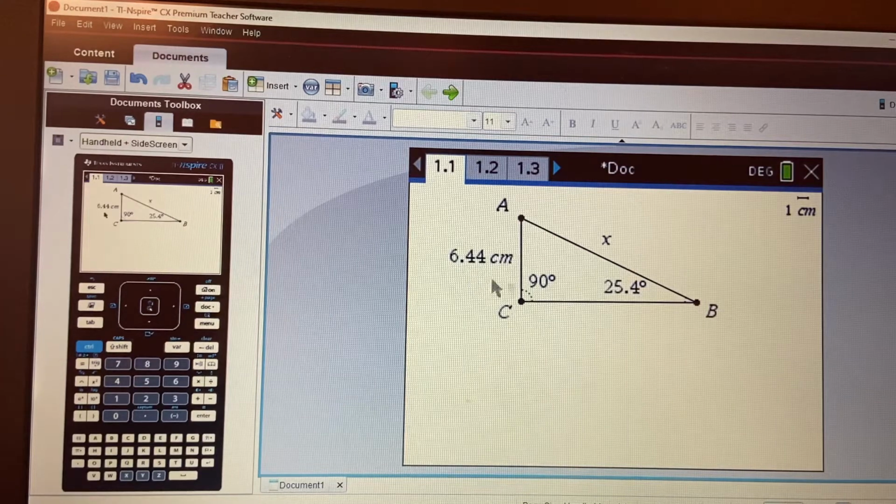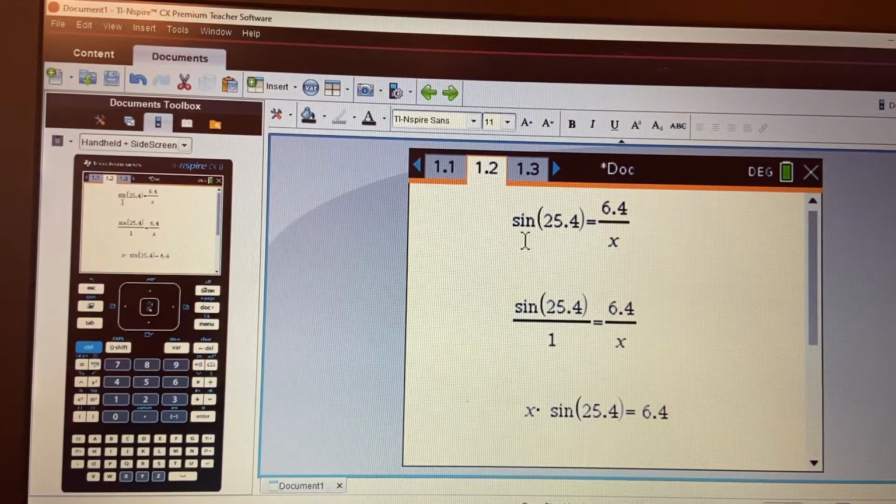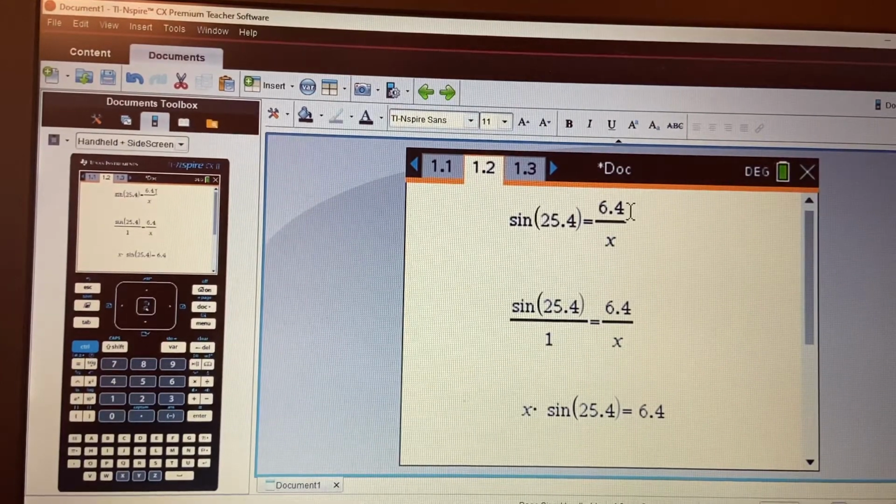So we want to know the hypotenuse, and they're giving us the opposite leg from angle B. So opposite leg and hypotenuse, we are going to have to use the function sine. So we would set the equation up, the sine of 25.4 equals 6.44, which is the opposite leg, over the hypotenuse, which is x.